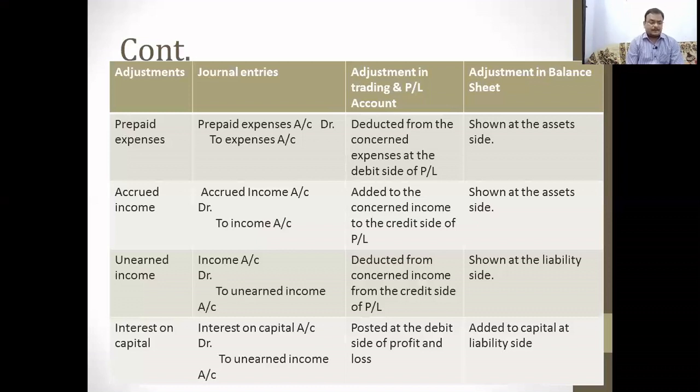Okay, interest on capital account debit to capital account, and that should be posted at the debit side of profit and loss account and added to the capital at the liability side.